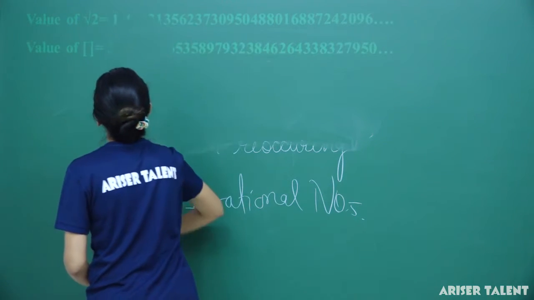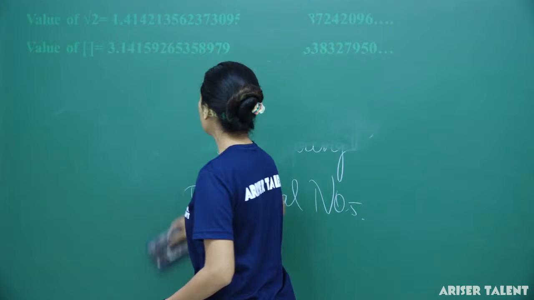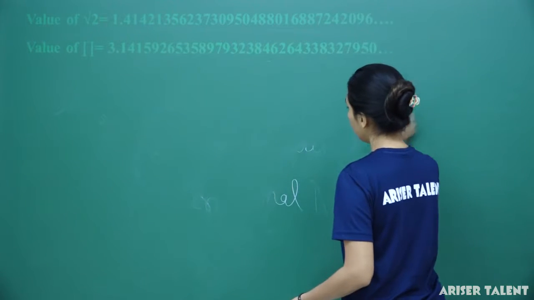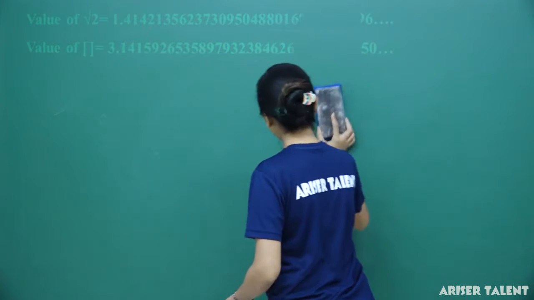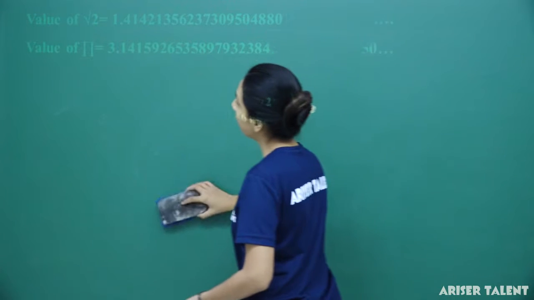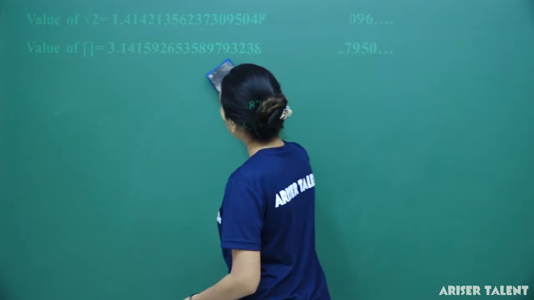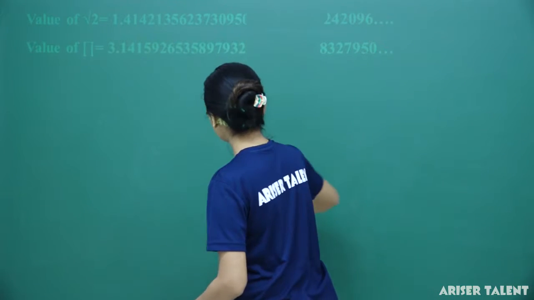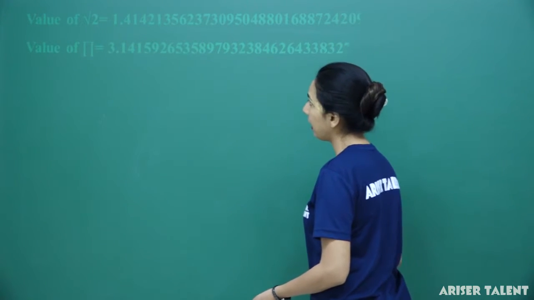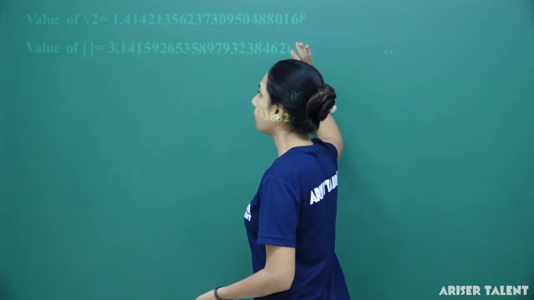You can do one thing more: you can calculate the value of root 2. You know how to calculate the value of roots. Just calculate the value and you will find the same value, and it is never going to end. It will keep having some remainder, and the value will go on and on.